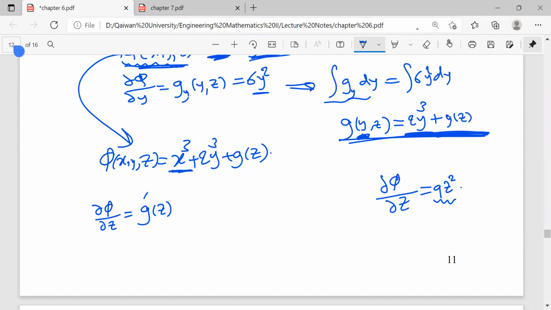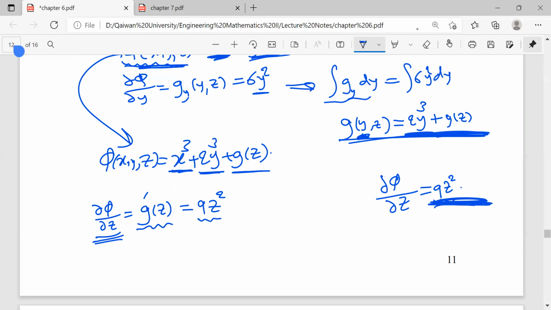The partial derivative for this function with respect to z: the first term becomes 0 because you have no z in it, and the second term also is 0. But in the third term, we have a function of z, so the derivative of g of z is g prime, because here we have only one variable. We say it is g prime of z. Partial phi by partial z equals 9z squared. Now we say g prime of z equals 9z squared.